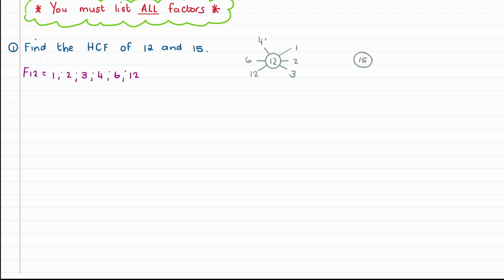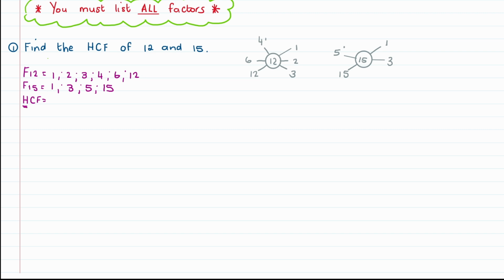For the factors of 15, I can say divided by 1, which gives me 15. Divided by 2 would give me a remainder, so I can't do that. 15 divided by 3 gives me 5. 15 divided by 4 also gives me a remainder. So 15 divided by 5, I've already done, so I don't need to write that down. So that means that I'm going to list the factors of 15 next.